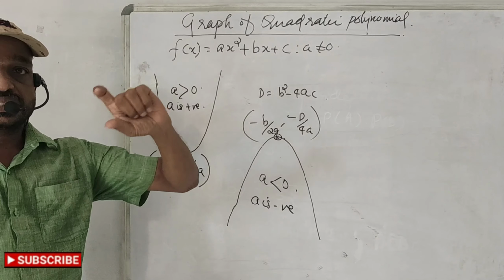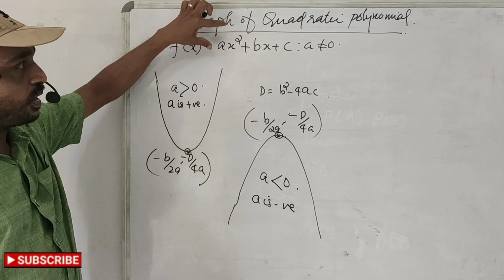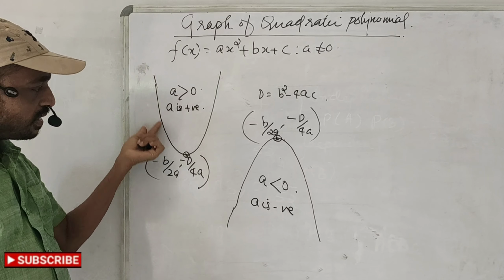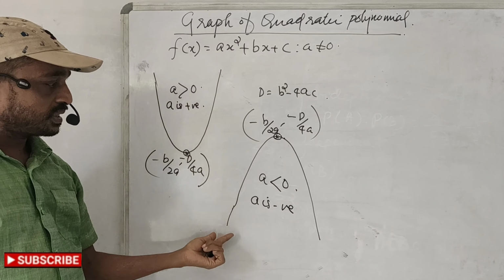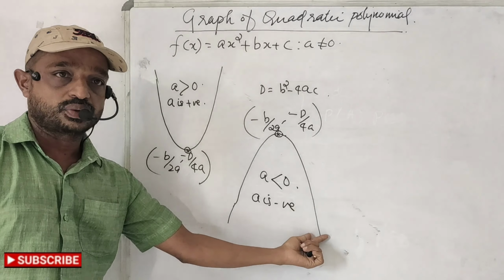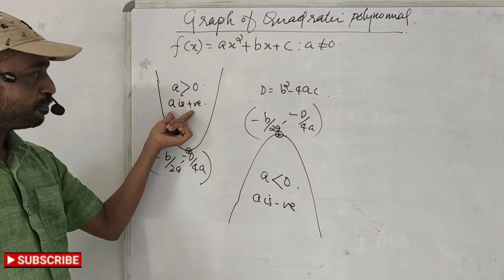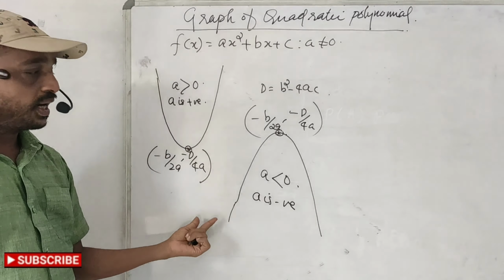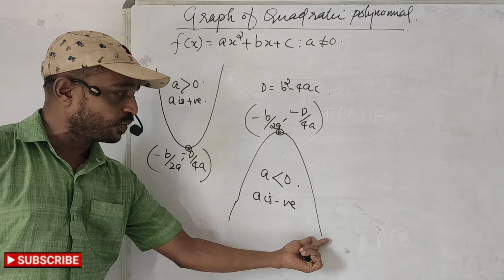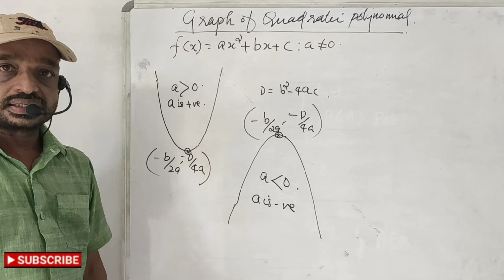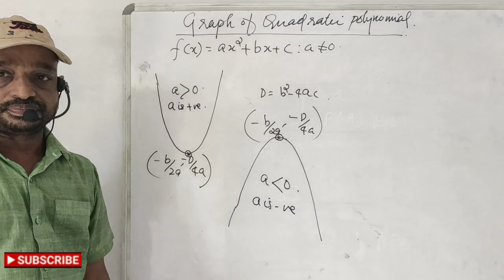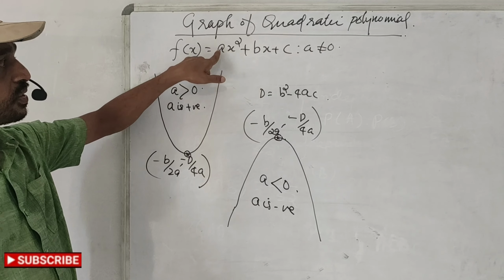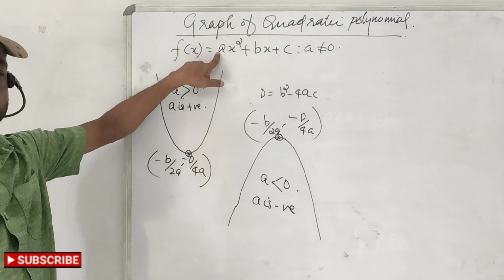For the time being you just understand that the graph of a quadratic polynomial is either a parabola open upwards or a parabola open downwards. It will be a parabola open upwards if a is greater than 0, and it will be a parabola open downwards if a is less than 0. That means a is negative. What is a? A is the coefficient of x².